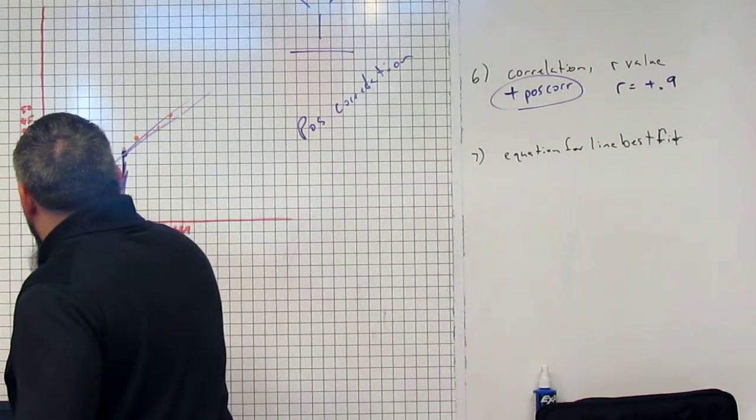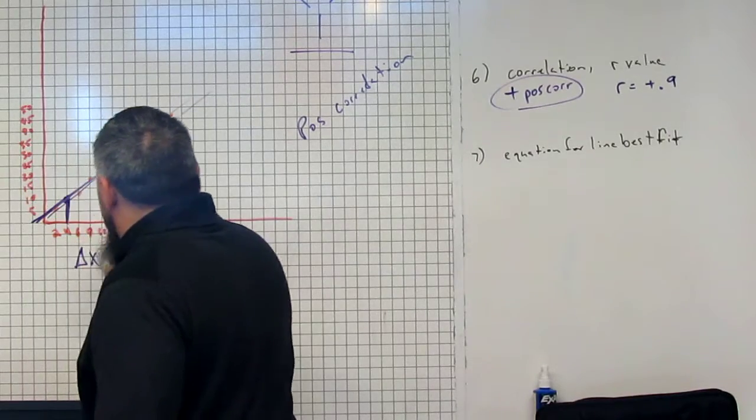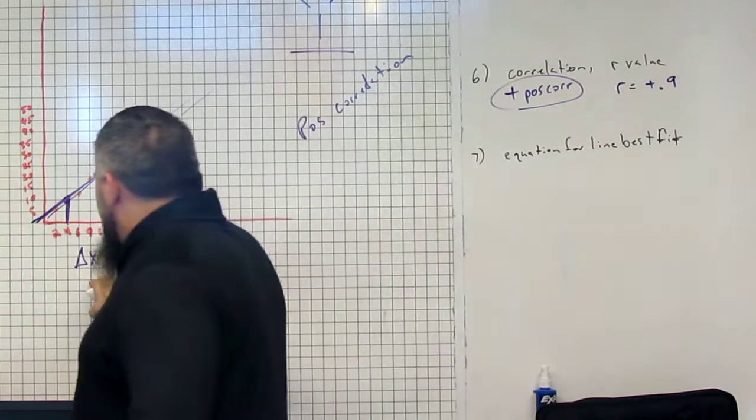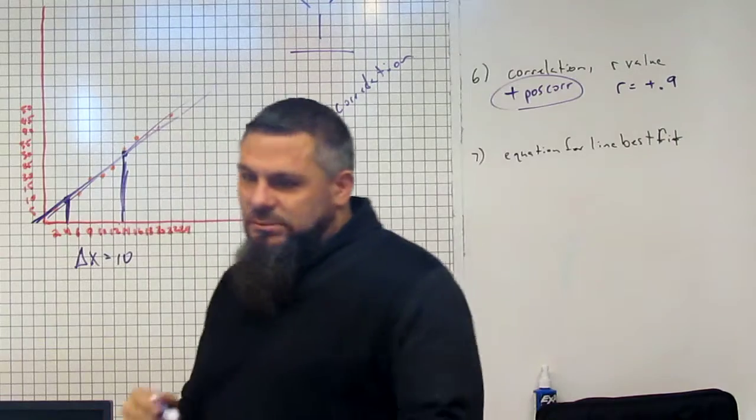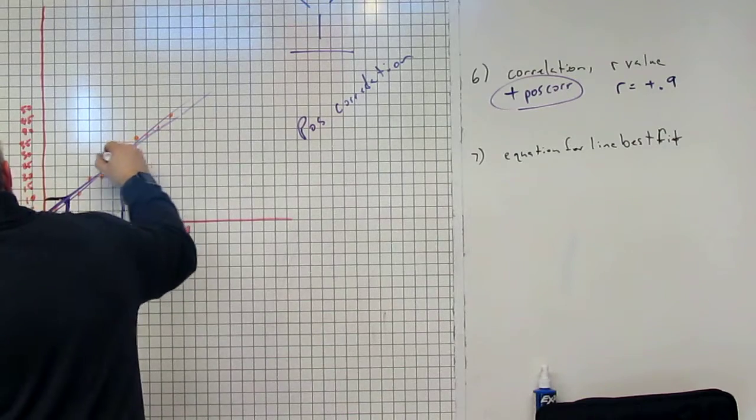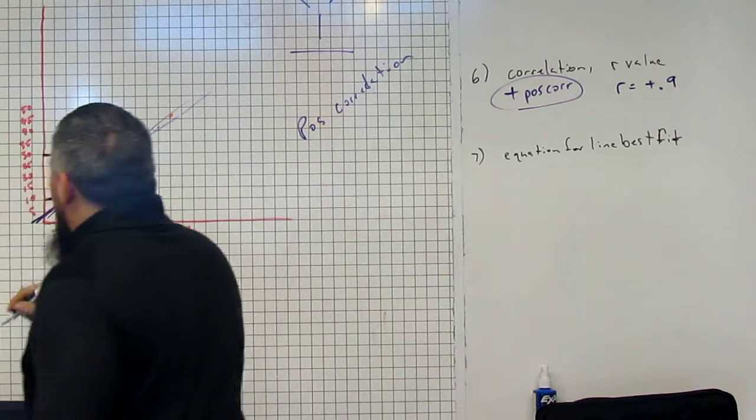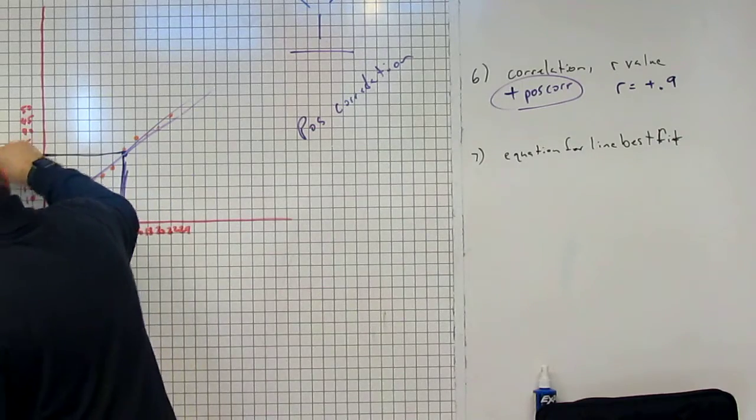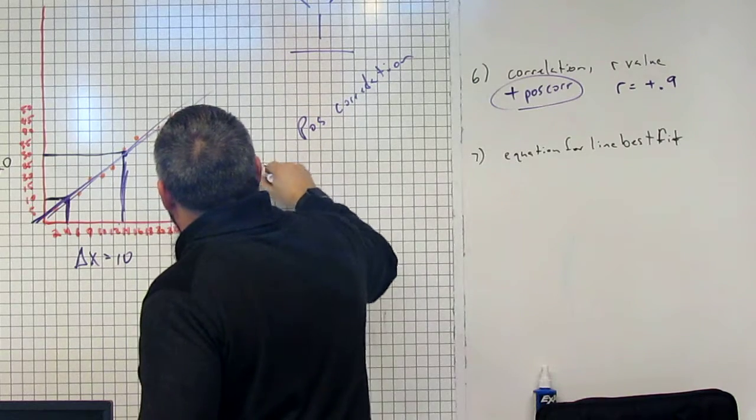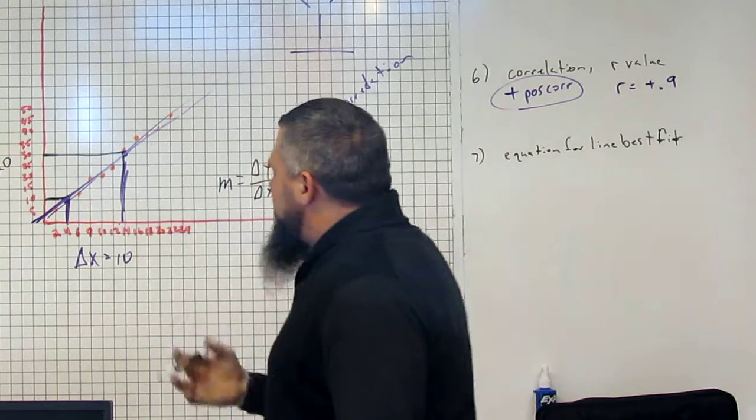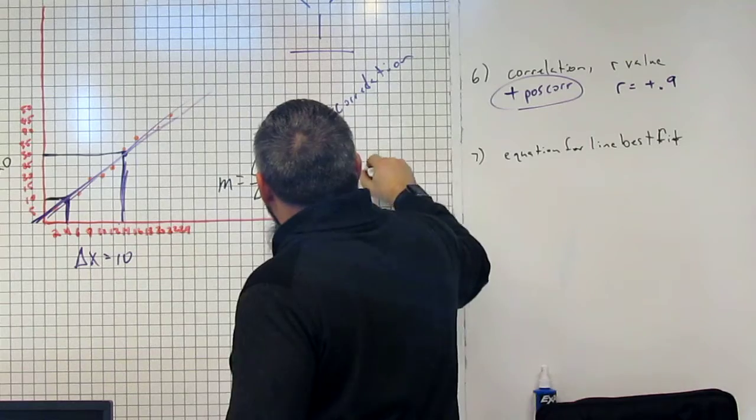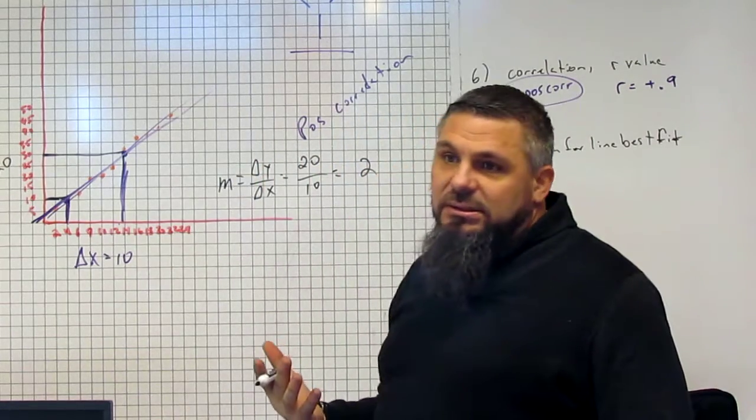And how far does it go from 4 to 14? What's the difference between 4 and 14? 10. So the change in x is 10. And then what's the difference between 10 and 30? 20. So the change in y is 20. And the slope is equal to the change in y over the change in x. So the change in y is 20, the change in x is 10, right? So that means the slope is 2. Does that make sense?